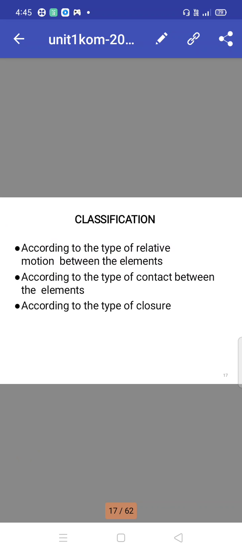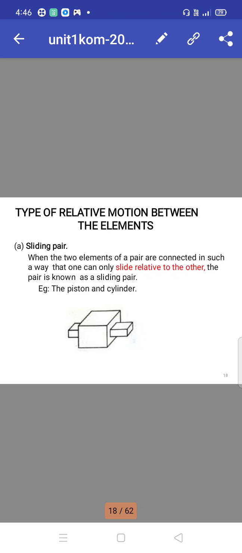The classification: according to the type of relative motion between the elements, according to the type of contact between the elements, and according to the type of closures we utilized. The relative motion between the elements. First one, sliding pair. When the two elements of a pair are connected in such a way that one can only slide relative to the other, the pair is known as sliding pair. An example is piston and cylinder.